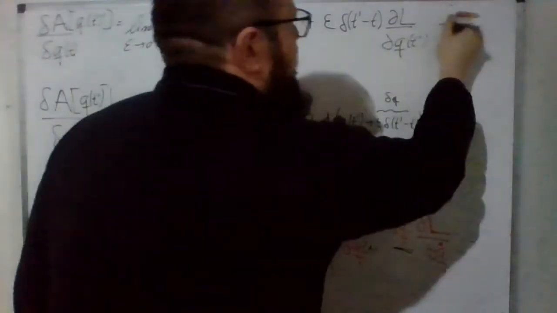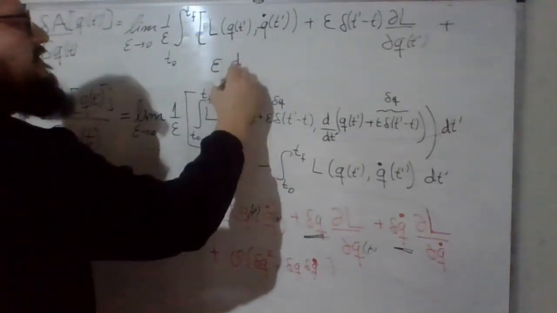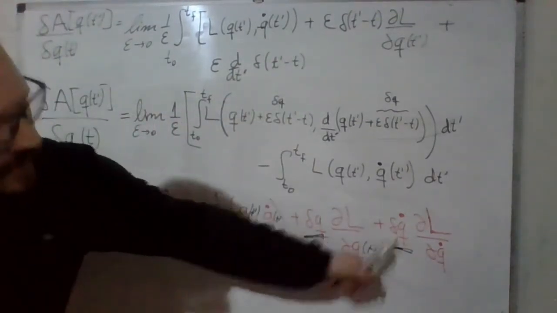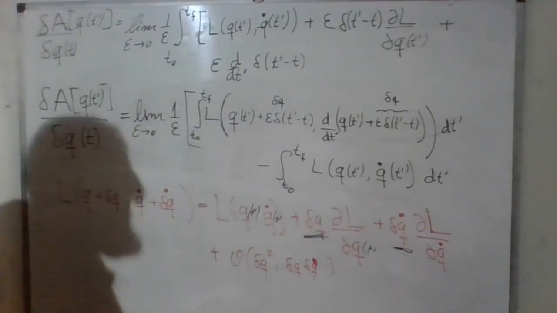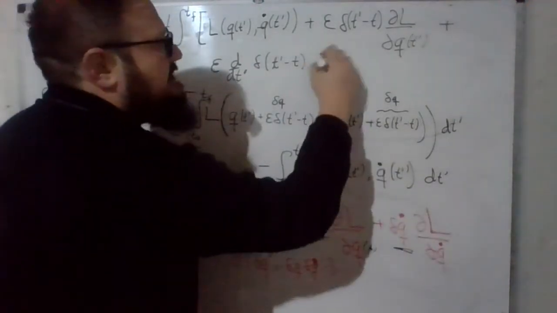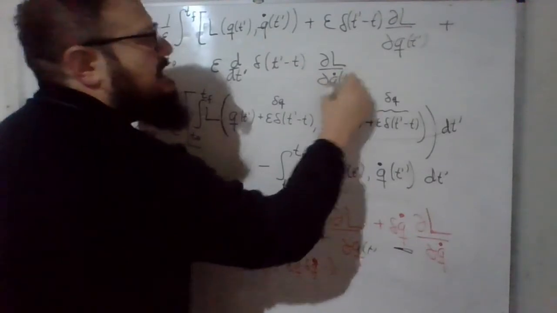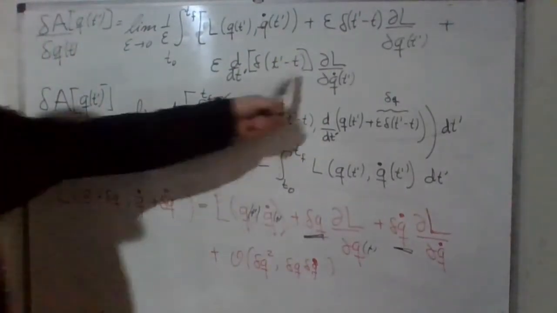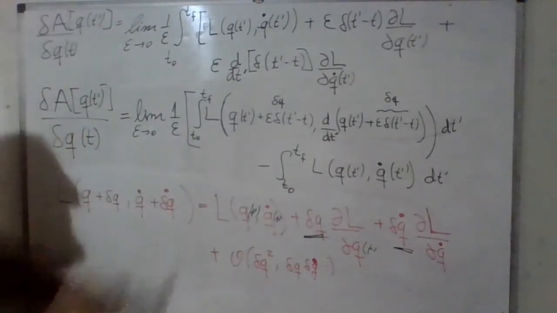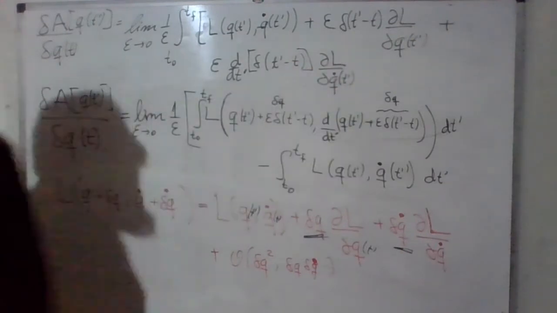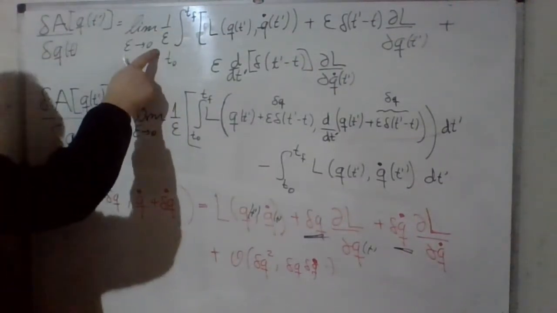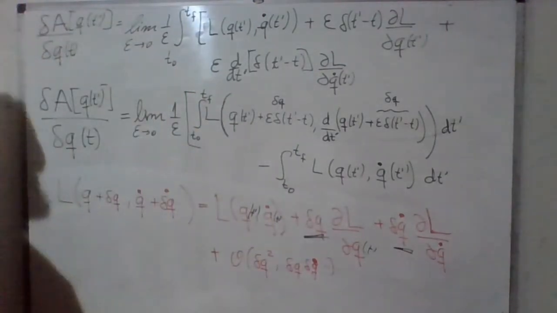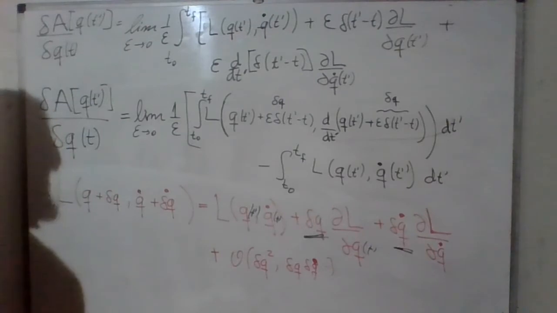Plus another factor here, plus epsilon, the time derivative with respect to t prime, delta of t prime minus t, because of this delta q dot here, which is the variation of the velocity along the trajectory of the particle, times dl dq dot. This q dot is calculated at t prime, okay? So I am calculating the derivative of a Dirac delta function here, and this multiplies dl dq dot. So we have all the factors plus order of epsilon squared, but as I said previously, because it is divided by epsilon, all the factors which are higher order in epsilon will go to zero in the limit. All right, so I don't need to write them anymore.